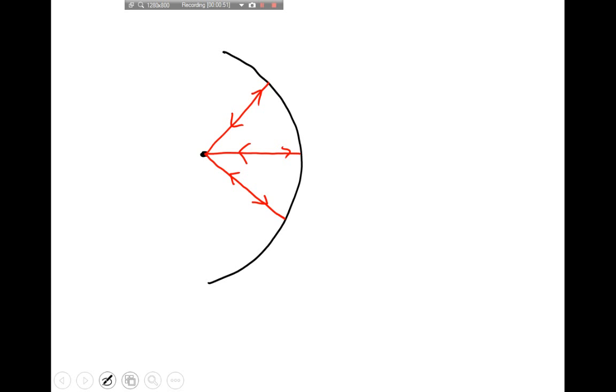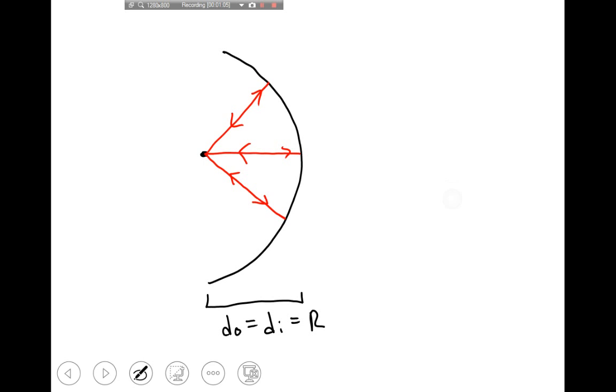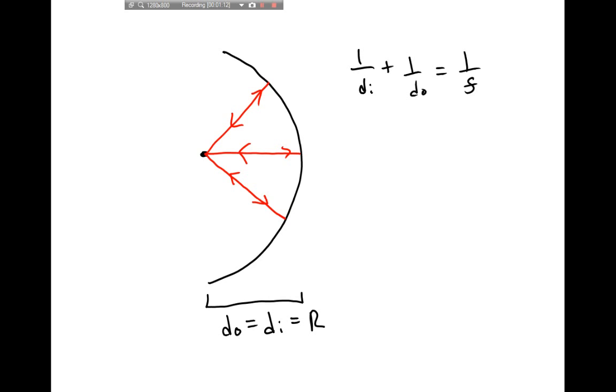And so obviously we can see that the image forms right on top of the object. So the position of my object is equal to the position of the image, and both of these things are a distance r away from the mirror. Now if we plug this into the lens equation, we have 1 over dI plus 1 over dO is equal to 1 over the focal length. Here the distance of the image is r, the distance of the object is r, so we have 1 over r plus 1 over r is equal to 1 over the focal length. And of course 1 over r plus 1 over r is 2 over r.